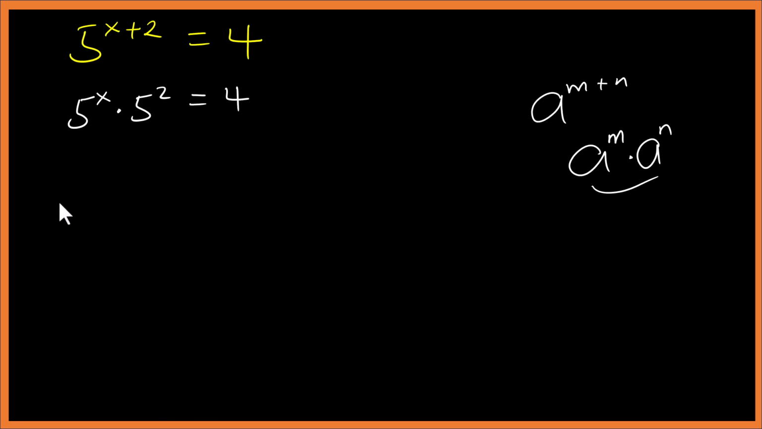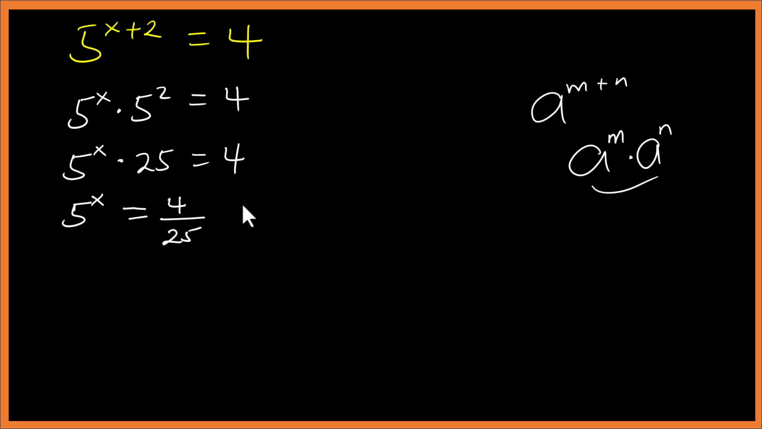Okay, so 5 raised to x times, we can write this as 5 squared, 25, equals 4. So 5 raised to x is the same as, when you divide both sides by 25, this side will be 4 on 25. Okay, now we need to solve for x here.